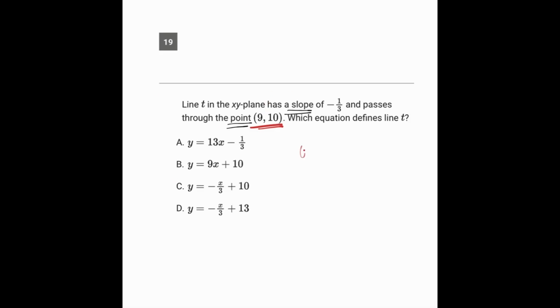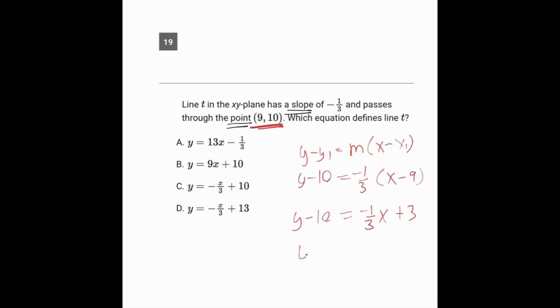So let's go ahead and use the point-slope formula, y minus y1 equals m times (x minus x1), and we'll plug in the 9 and the 10 as x and y. So y minus 10 and x minus 9, and the slope is negative 1/3. So now we can proceed a variety of ways, but we can distribute the negative 1/3: negative 1/3 x plus 3. So y minus 10 equals that. And then add 10 to both sides, and we'll get negative 1/3 x plus 13. And this is equivalent to answer choice D.